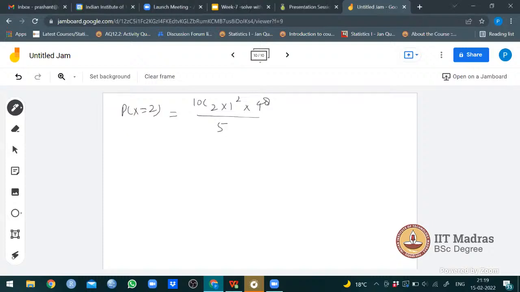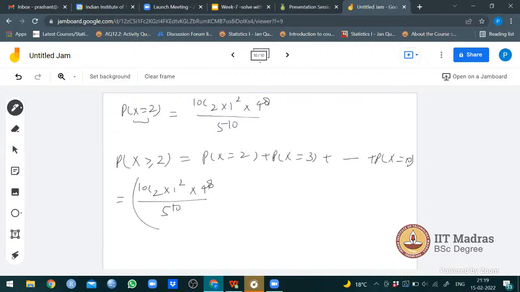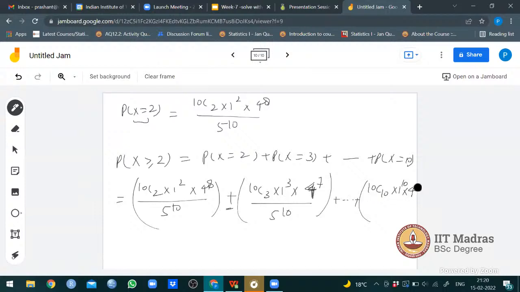So this was for 2. You are asking about at least 2, which means it can be 2 or greater than 2, so probability of x equal to 2 plus probability of x equal to 3 up to probability of x equal to 10. So you can add 10C2 into 1 squared into 4 raised to power 8, divided by 5 raised to power 10, plus 10C3 into 1 raised to power 3 and 4 raised to power 7, divided by 5 raised to power 10. Similarly, up to 10C10 into 1 raised to power 10. Here it is 4 raised to power 0, because you are choosing all the questions as correct. Got it?